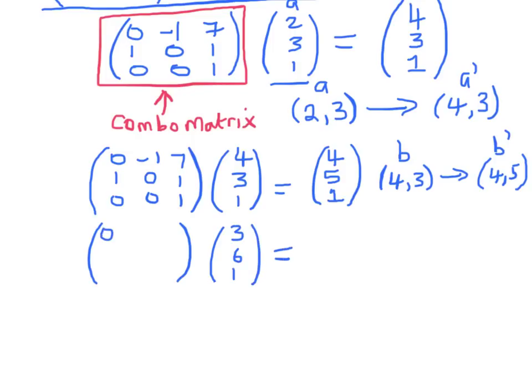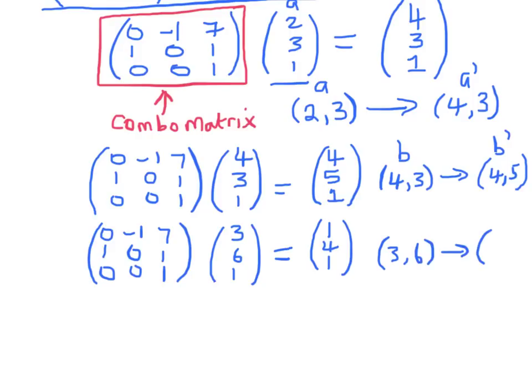The combo matrix is 0, 1, 0, minus 1, 0, 0, 7, 1, 1. And if we apply that to this, we will get 0 by 3 is 0, minus 6 plus 7. Minus 6 plus 7 is 1. 3, 0 and 1. 3 and 1 is 4. And there's a 1. So here we have 3, 6 will get mapped onto the point 1, 4.